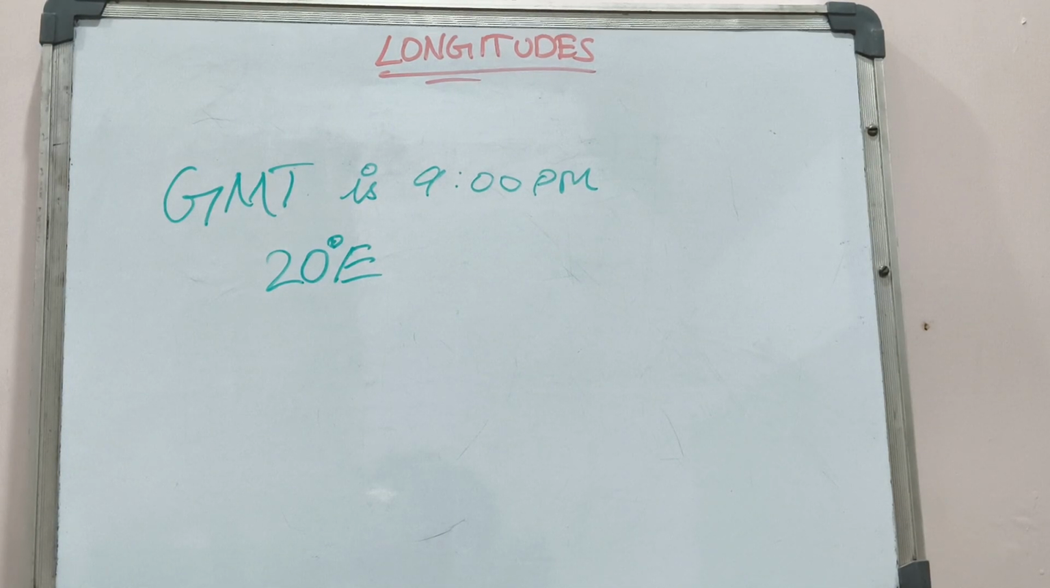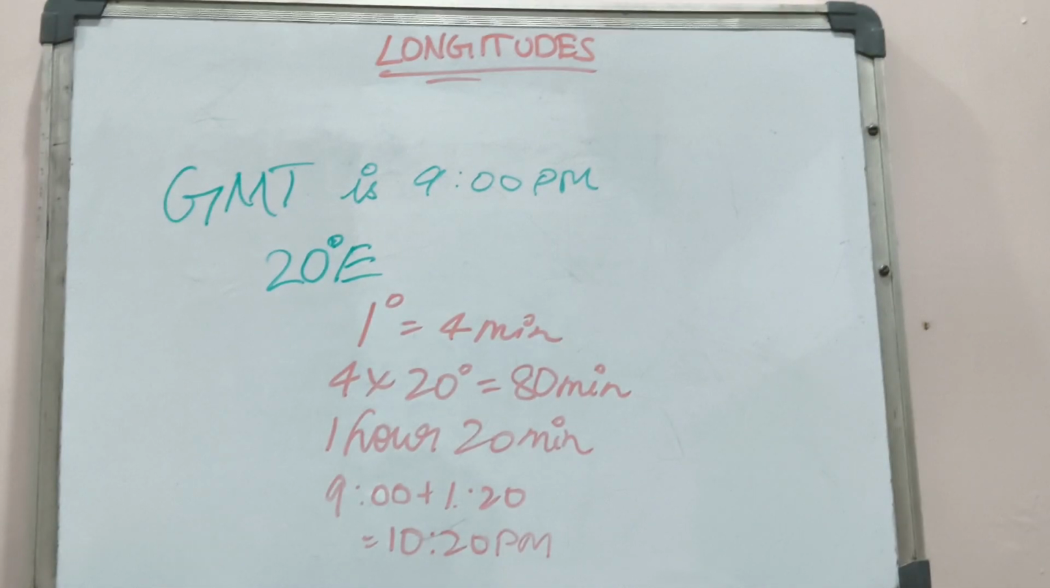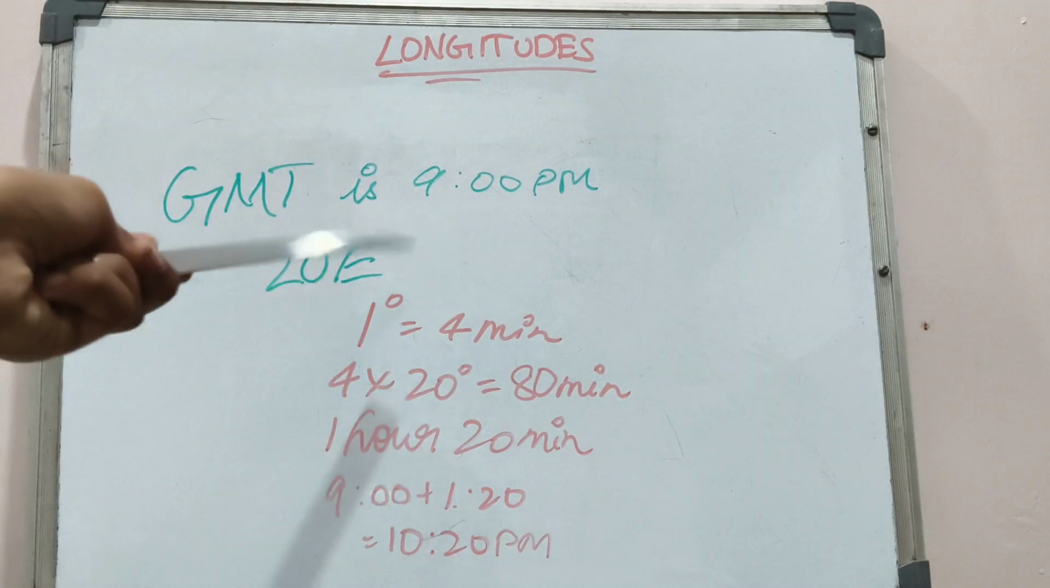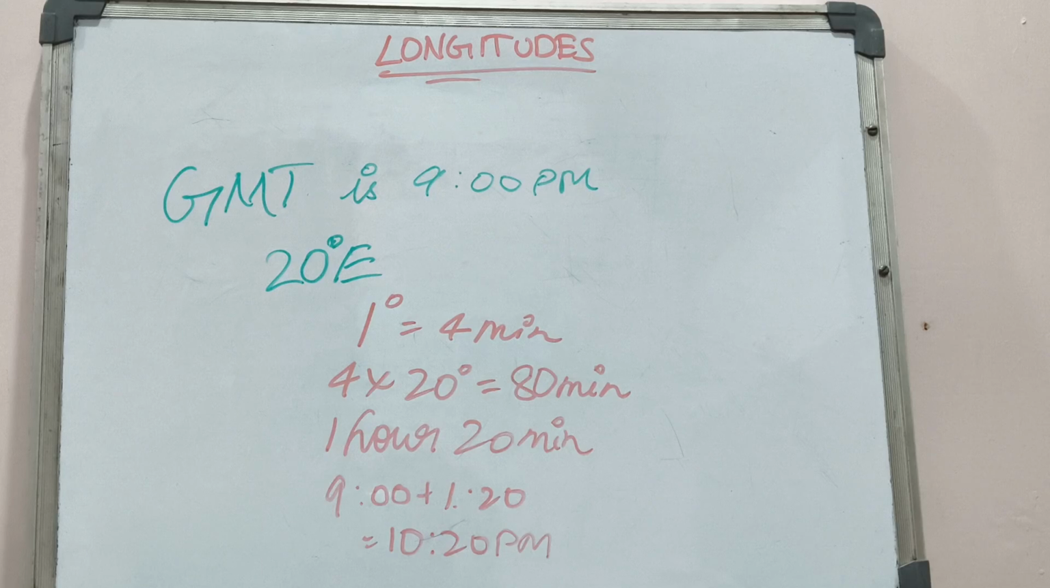So what will the time be at 20 degrees east? Since GMT is 0 degrees and 1 degree is equal to 4 minutes, let's calculate the time at 20 degrees east. 4 into 20 is 80 minutes. Converting 80 minutes into hours, it is 1 hour 20 minutes. So we had 9 p.m. plus 1 hour 20 minutes, which is 10:20 p.m. That's how you calculate the time.